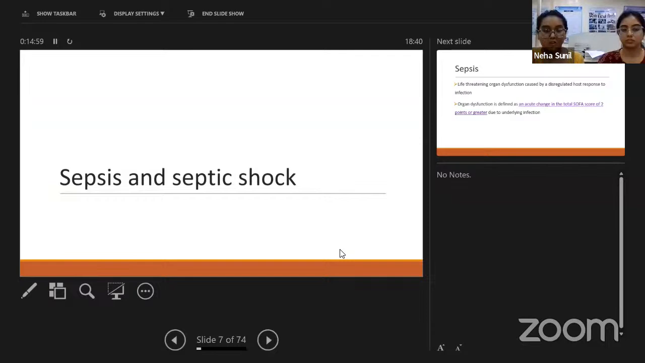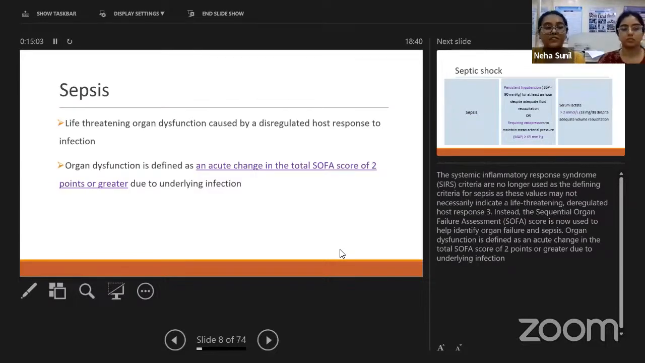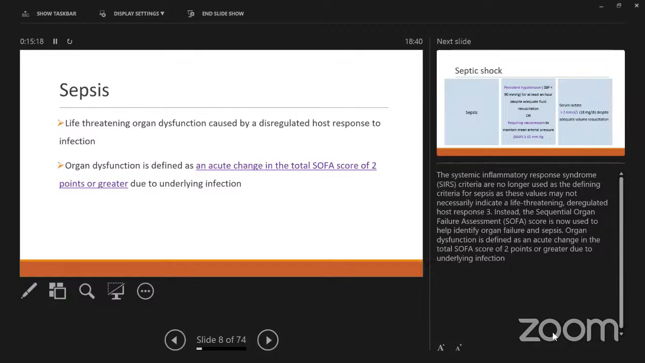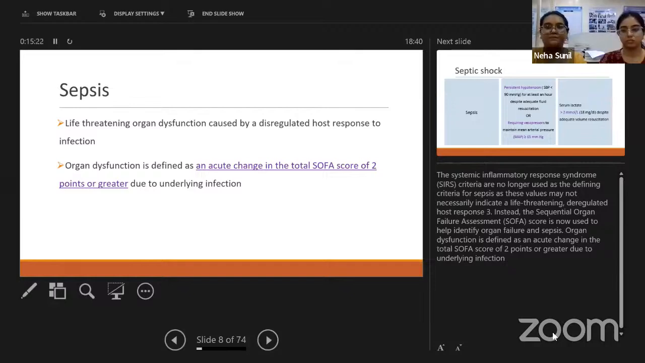Now, coming to septic shock, sepsis and septic shock definition. Sepsis is a life-threatening organ dysfunction caused by a dysregulated host response to infection. The organ dysfunction is defined as an acute change in the total sequential organ failure assessment, or SOFA, score of 2 points or greater due to underlying infection.